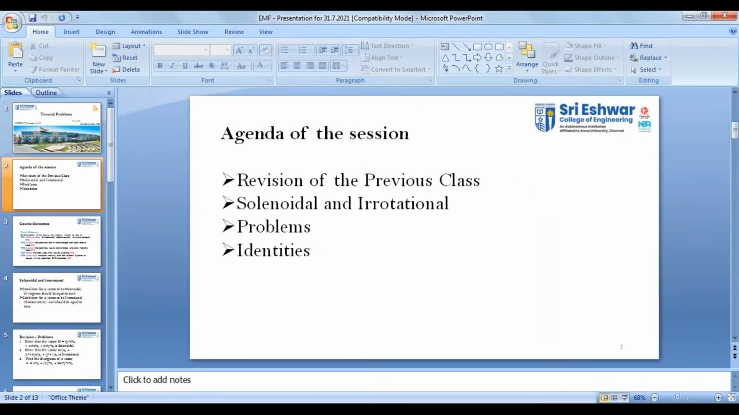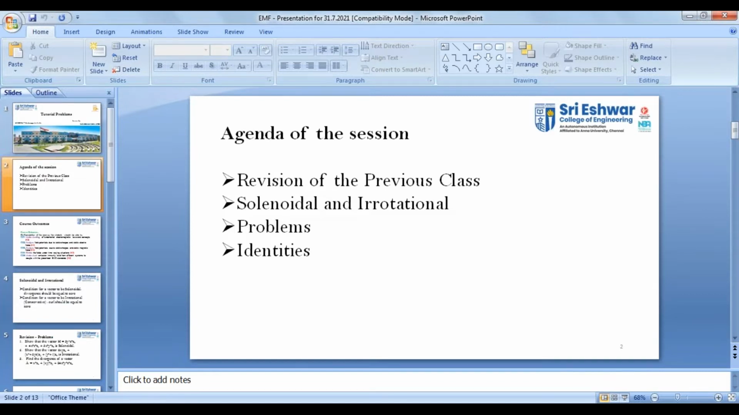So the agenda for today looks like this: revision of the previous class. As usual, we will try to do solenoidal and irrotational. This was stated last week for A and B sections, but for C section, I have given this particular thing. Then we will go directly to problems, and then we will go for solving the identities.